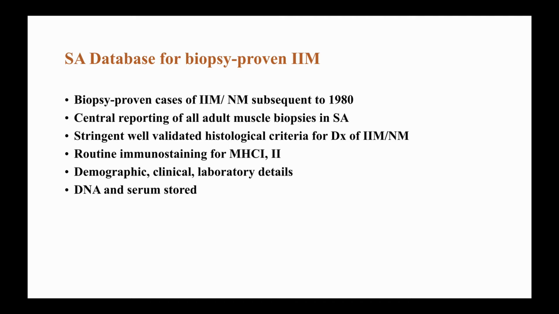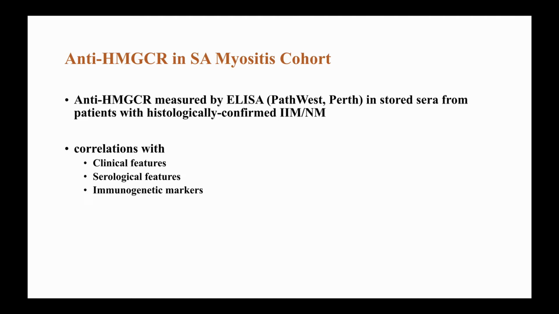The laboratory uses stringent and well-validated histological criteria for diagnosing PM, DM, IBM, and NAM. We use routine immunostaining for MHC class 1 and 2. In the database, we've recorded demographic, clinical, and laboratory details of these patients and stored DNA and serum on a large proportion. More recently, we've done a study looking at anti-HMG-CR antibodies in our South Australian myositis cohort.